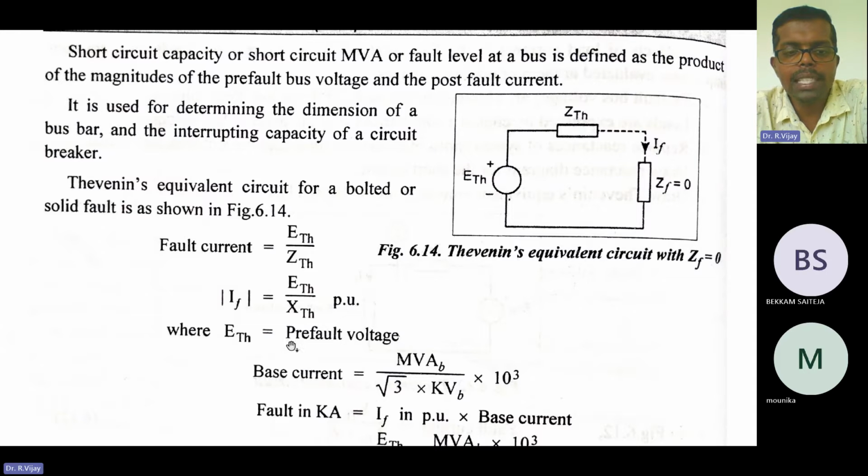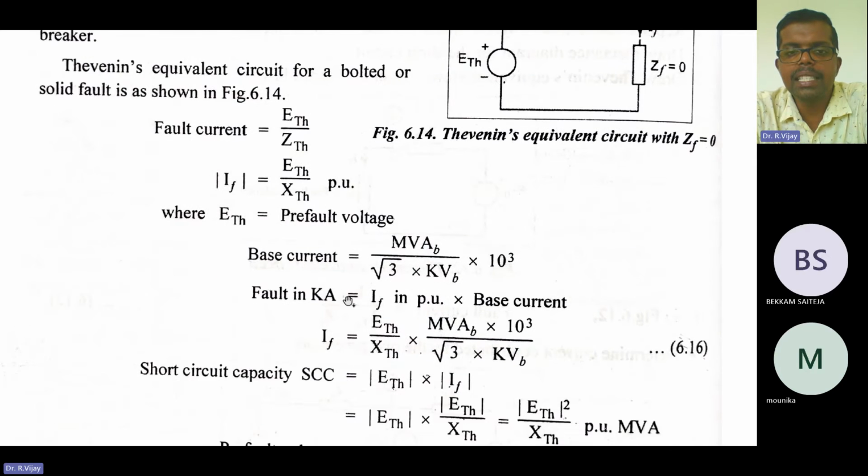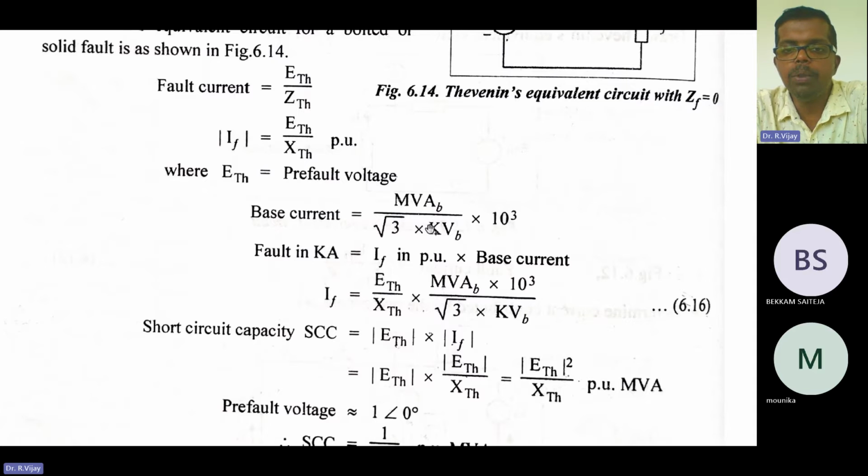E Thevenin is nothing but the pre-fault voltage, that is, the voltage before the fault that you are calculating. Next, base current is equal to MVA base divided by √3 into kV base, with a factor of 10 to the power of 3. We have already seen this in the previous classes, and I will give it in the comment section. If you don't know how to calculate this base current, go back to my previous videos and clarify that.